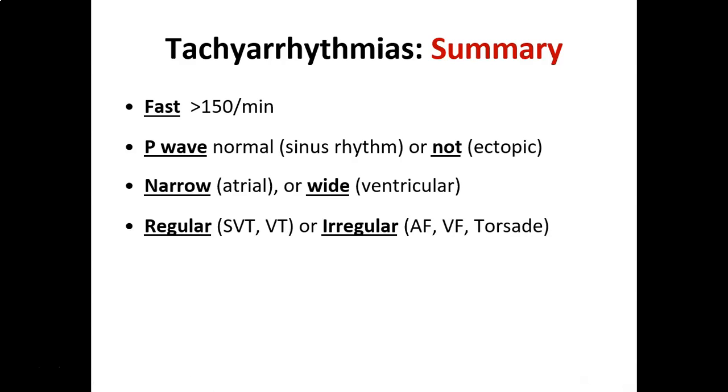So in summary, tachyarrhythmias are fast, rate is more than 150 beats per minute, and look at the P wave. If you see a normal shape P wave, it's sinus rhythm. If you don't see P waves, then definitely the source is ectopic somewhere else. There may be narrow complex or wide complex tachyarrhythmias. Narrow complexes are atrial in origin, wide complexes are ventricular in origin most of the time. They can be regular, like SVT, VT, or maybe irregular, like atrial fibrillation, ventricular fibrillation, polymorphic ventricular tachycardia, Torsades de Pointes.